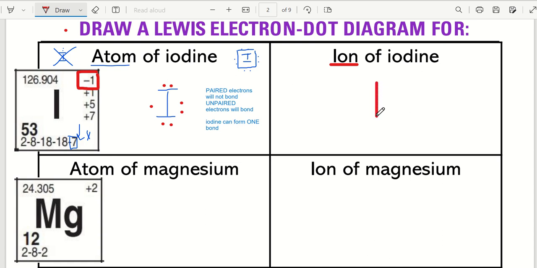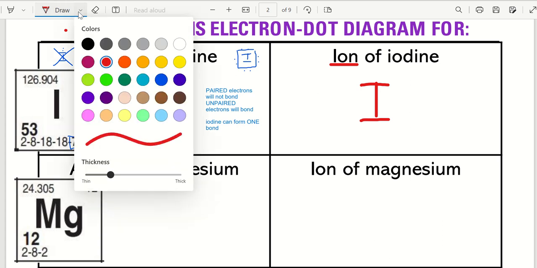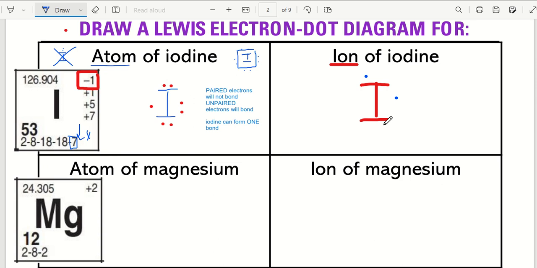So what will it look like? Well, still the same symbol, right? And let's switch colors for the electrons. So we have 7, 1, 2, 3, 4, 5, 6, 7 to start. It gains 1. But I need to find a way to show that this is not an atom, it's the ion. So what I do is I put it in brackets and I put the charge outside. So 1 negative, or just negative.